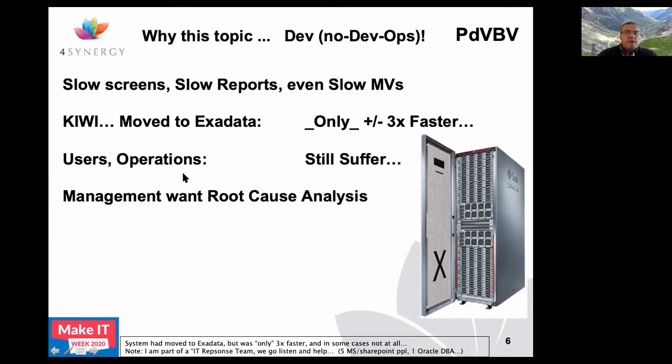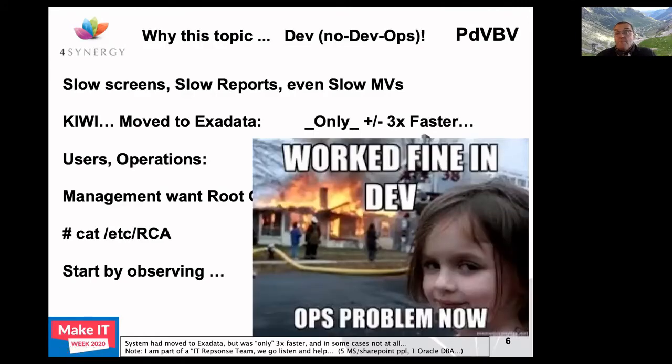So, complaints. My boss got involved, and my boss there is a bit of a cowboy, so root cause analysis, please. Yes, sir. So put this on the server somewhere, in the etc directory, a big file called RCA, and put some funny text in. And we have a root cause analysis, sure. Anyway, let's start by observing the system. And of course it worked fine in dev. It's an ops problem now.